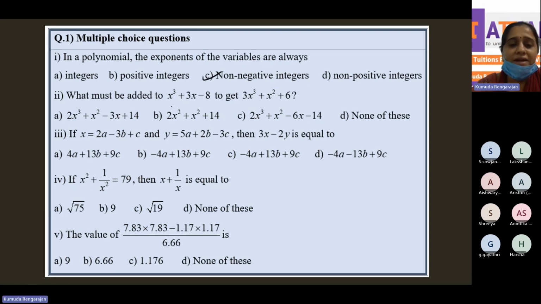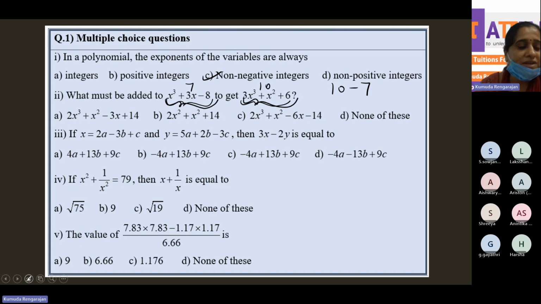Next, what must be added to this expression to get this expression? Now, how will you answer this question? What should be added to 7 to get 10? 10 minus 7, correct. So 10 minus 7, 3 should be added. So what is 10 here? This expression minus this expression. You said the answer is 10 minus 7. Now here it will be this expression minus this expression.